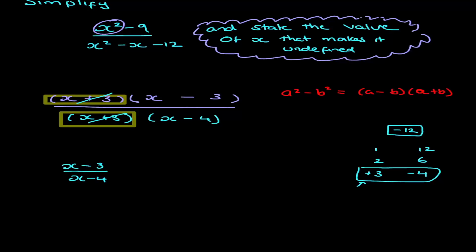And what values can x not be when it's undefined? We can't divide by 0, because if you divide by 0, you get infinite. So this denominator can't be 0. And the only time it's going to be 0 is when x is 4, because 4 take 4 is 0. So it is undefined at 4. So x can't be 4, because when x is 4, the denominator is 0.